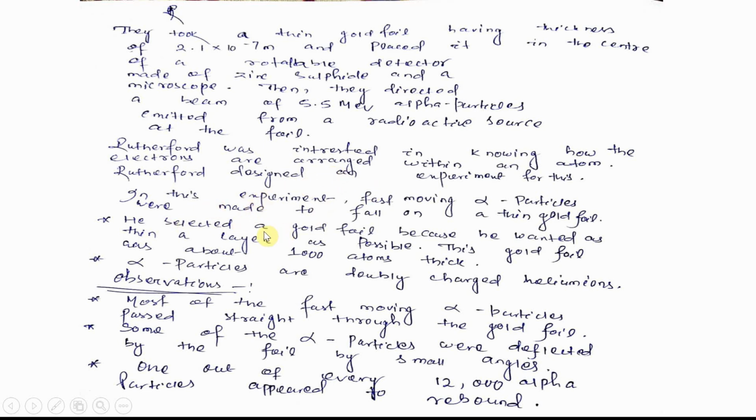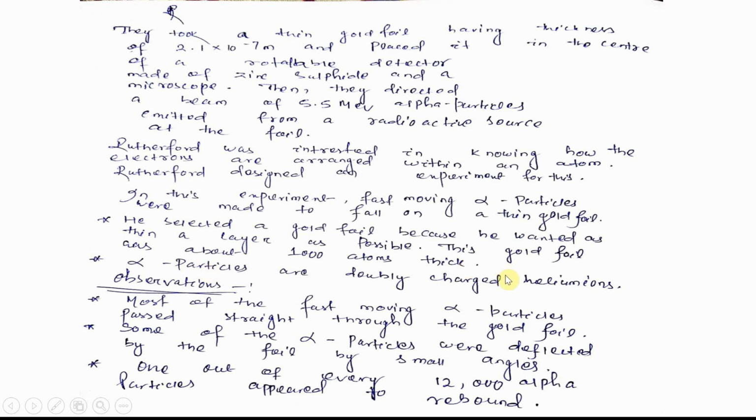And in this experiment, the experimental setup is there, and fast moving alpha particles were made to fall on a thin gold foil. He selected a gold foil because he wanted as thin a layer as possible, and this gold foil was about 1000 atoms thick. And I have already told that alpha particles are doubly charged helium ions.